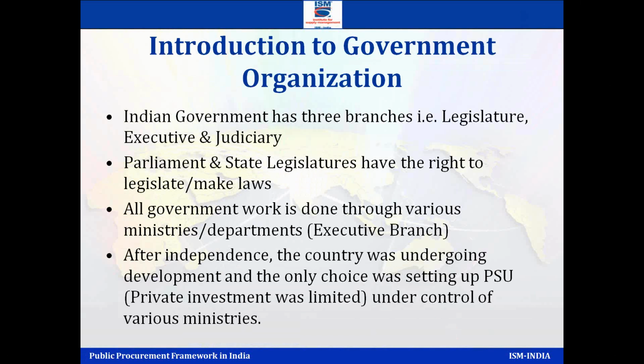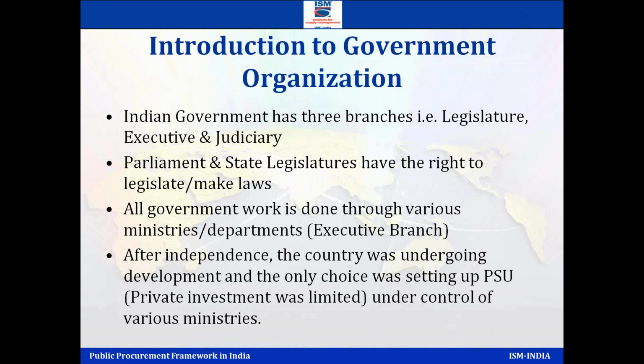Now let's get down to the government organizations. If you look at the government, there are three bodies: the legislature, the executive, and the judiciary. We know very well that the legislatures have the right to make laws. If you talk of contract law, it dates back to 1872. If any amendments or changes have to be made, obviously that's the job of the legislatures.